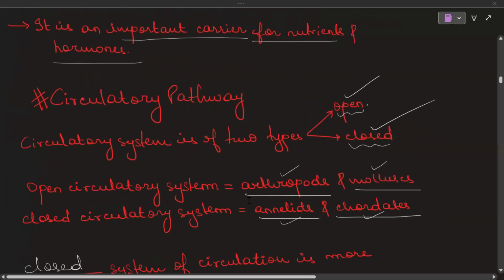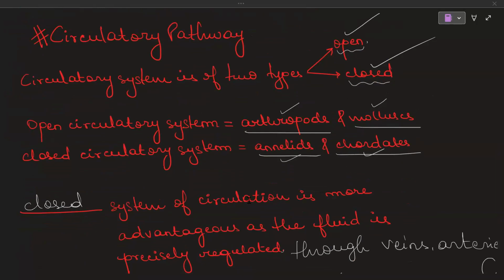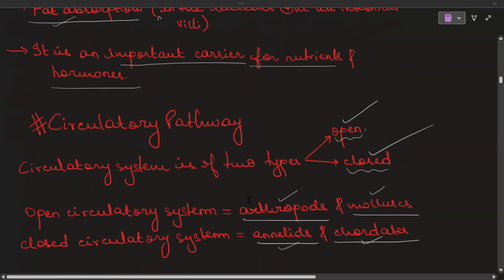Now let us talk about the circulatory pathway. You know that the circulatory system is of two types, open and closed. The open circulatory system is found in the arthropods and the mollusks, and the closed circulatory system is found in the annelids and the chordates. Now, can you tell me what is closed and what is open circulatory system? Think.